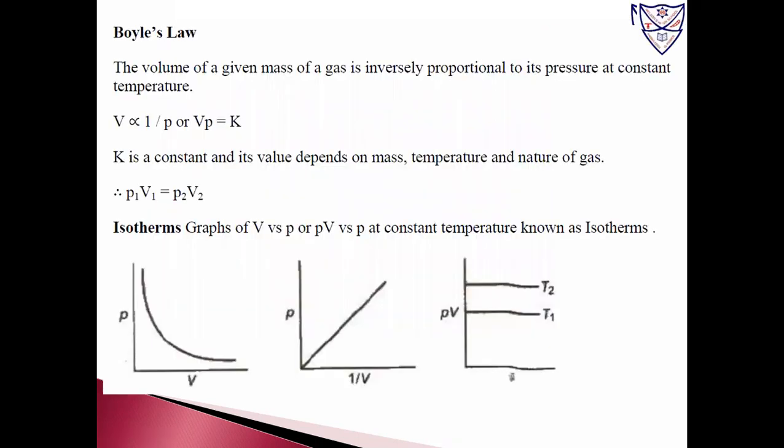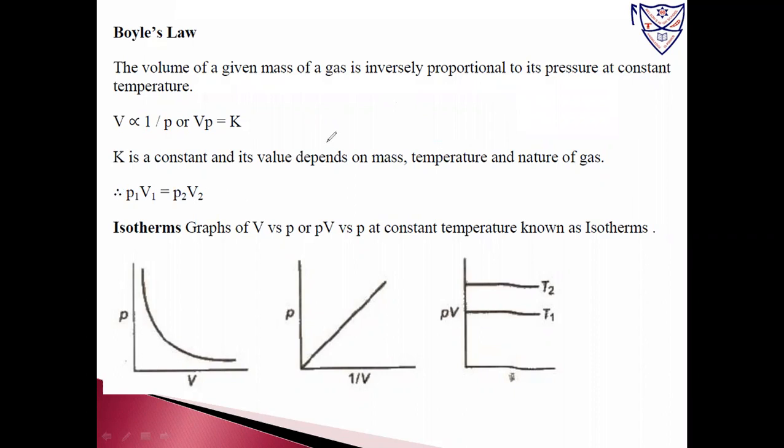Here, the volume of a given mass of a gas is inversely proportional to the pressure at a constant temperature. That is, volume is inversely proportional to the pressure. So PV equals constant. How to write this? Volume is inversely proportional to the pressure, so V equals K upon P. If we remove the proportionality, we write equals and K for constant. So that is PV equals K.